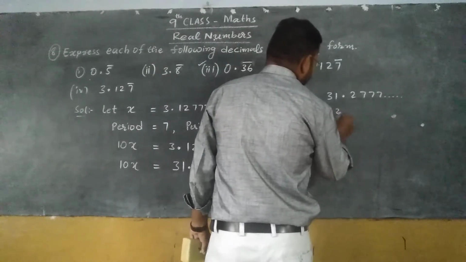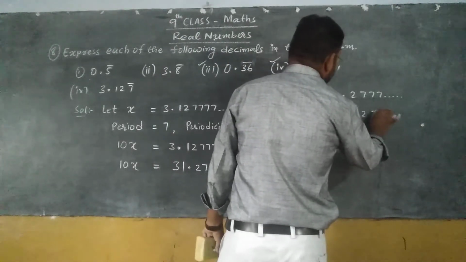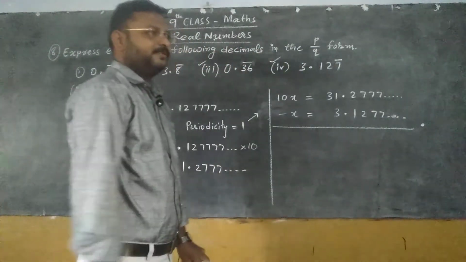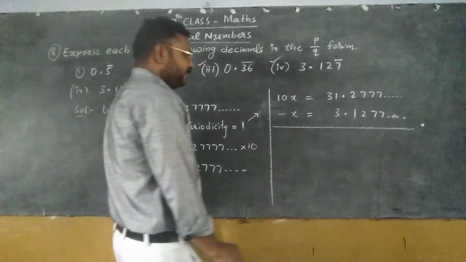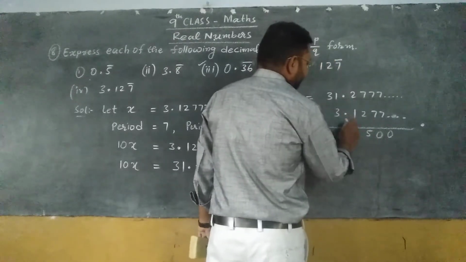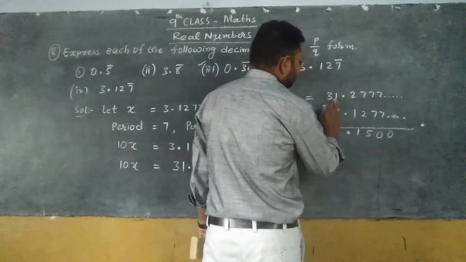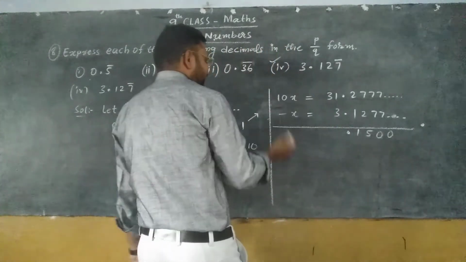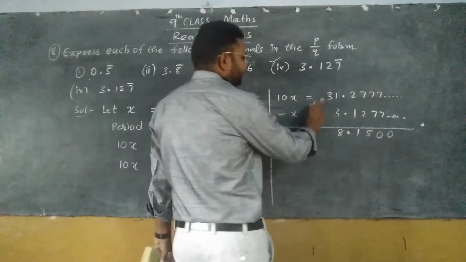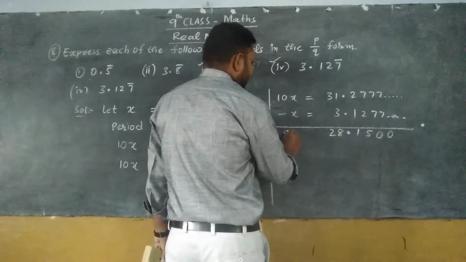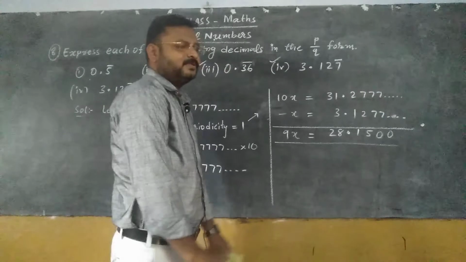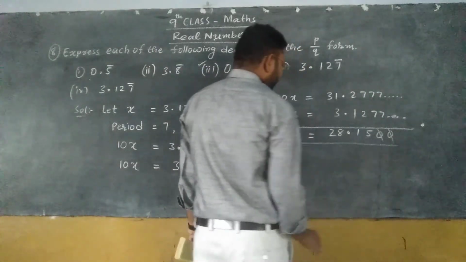Subtract x, that is 3.1277 and so on. This is the subtraction. Now do the subtraction here. 7 minus 7 is 0, 7 minus 7 is 0, 7 minus 2 is 5, 2 minus 1 is 1, 11 minus 3, how much? 8. Now it will become 2 here. So 9x is equal to 28.1500. Zeros are not valid.